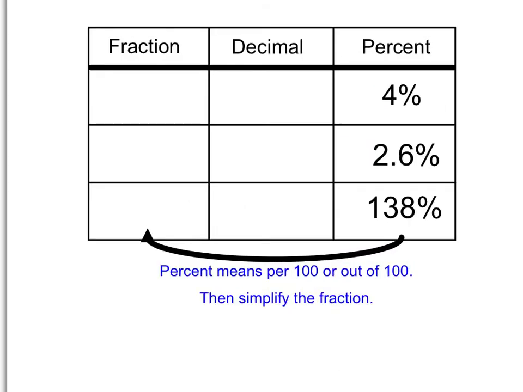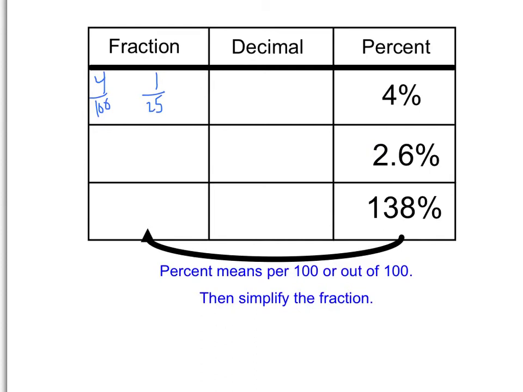Alright, if I'm going from a percent to a fraction, I still can follow the rule of out of 100, but it's going to get a little bit trickier here. So first 4%, not bad. 4 out of 100, simplify that, I get 1 out of 25.